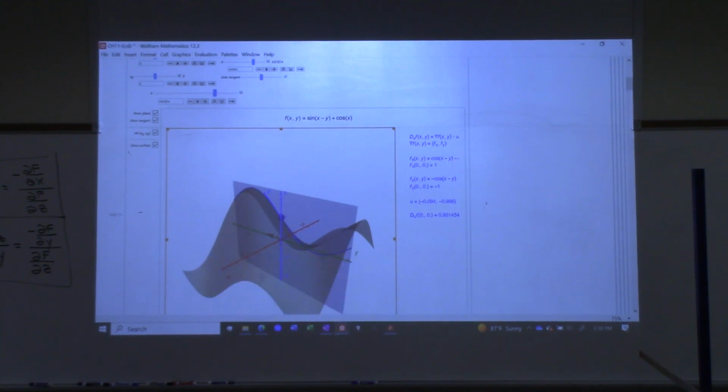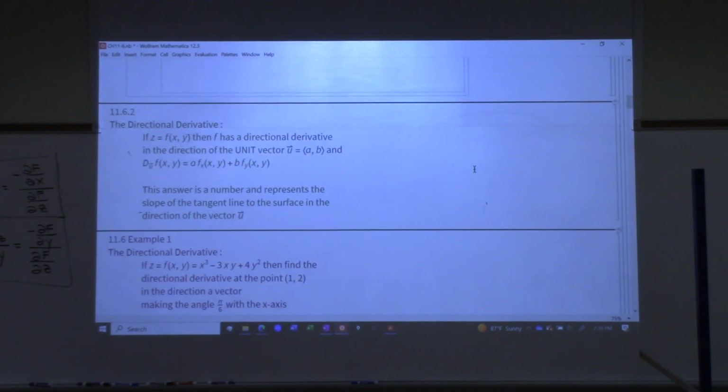This works for any surface. Any surface. As long as we can find the gradient vector, we can find the direction we need to point in for the maximum rate of change.